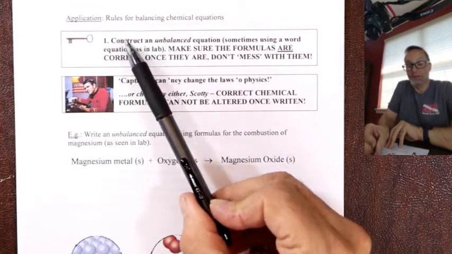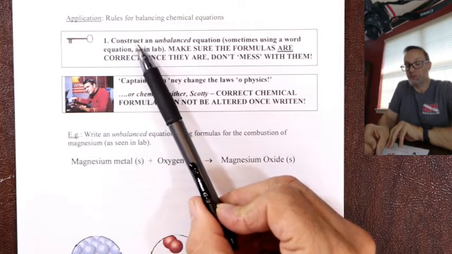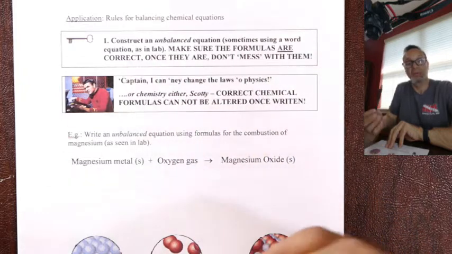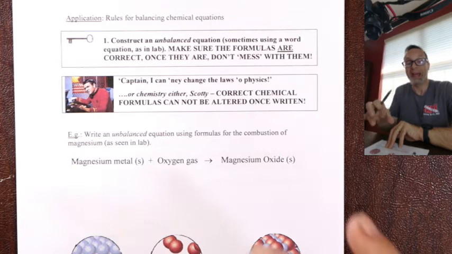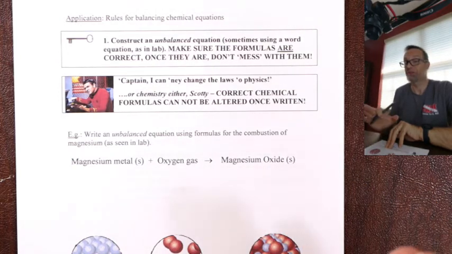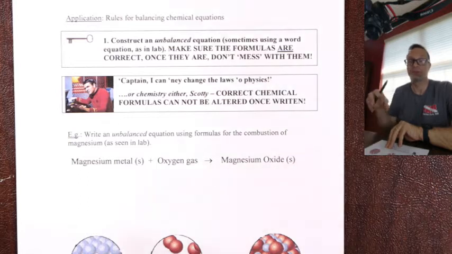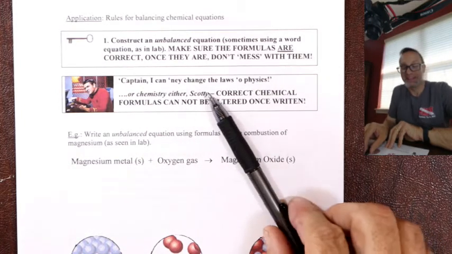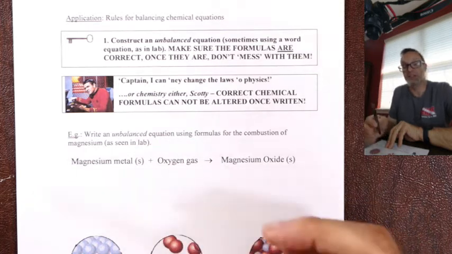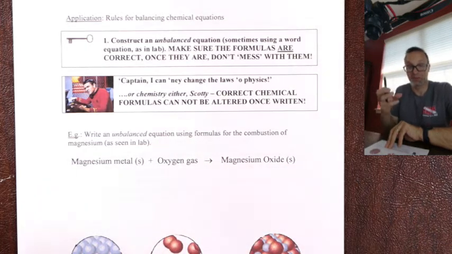So first things first, just what we said. Construct an unbalanced equation, sometimes from a word equation. Once those formulas are down and they're correct, do not mess with the formula. The formula of carbon dioxide is CO2. You can't change it once it's on the page. Yes, it may not look right in terms of balancing, but you can't change the formula. As Scotty says, can he change the laws of physics? You can't change the laws of chemistry either. So once the formula is established, you cannot change it.